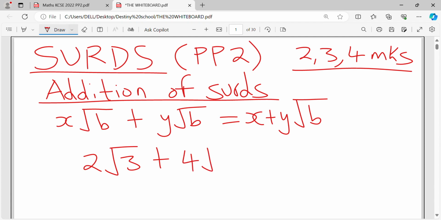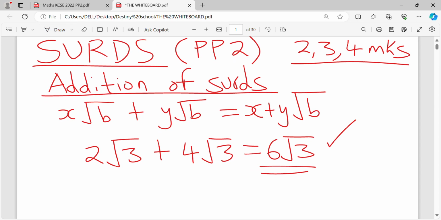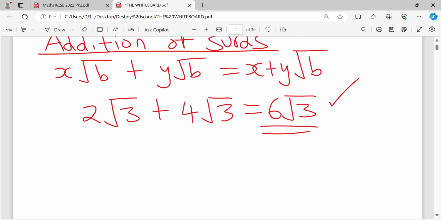So for example, let's say we have 2 root 3 plus 4 root 3. For you to add surds, what is inside the root must be the same. They must be of like terms. And when do we consider that they are of like terms? When what is inside the root is similar with what is also inside the root of the other number. So just add what is on the outside. So it will be 6. Then you just put your root 3. So that is how you add surds.